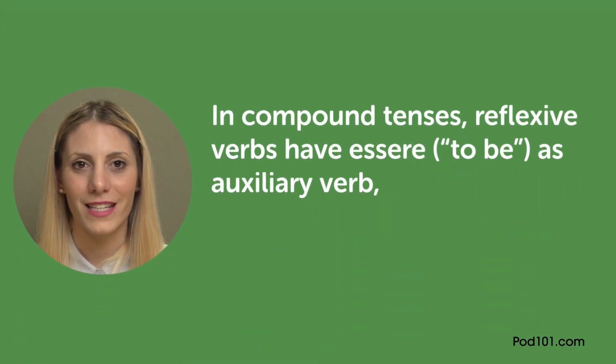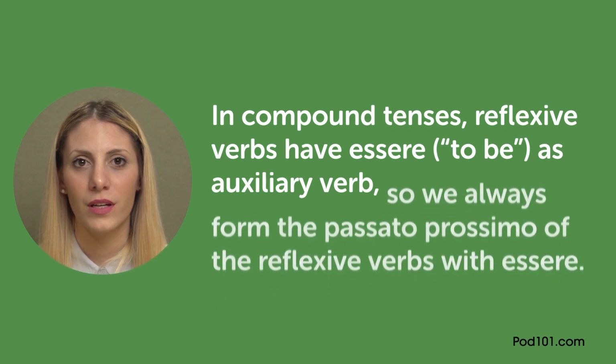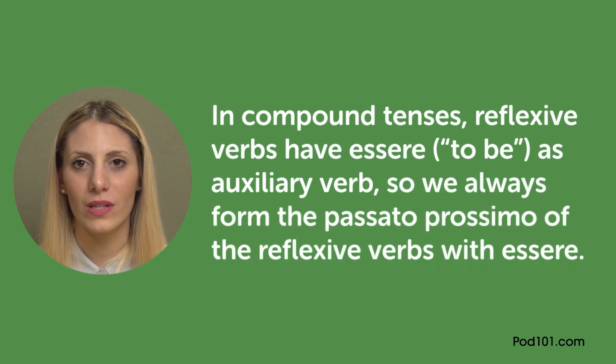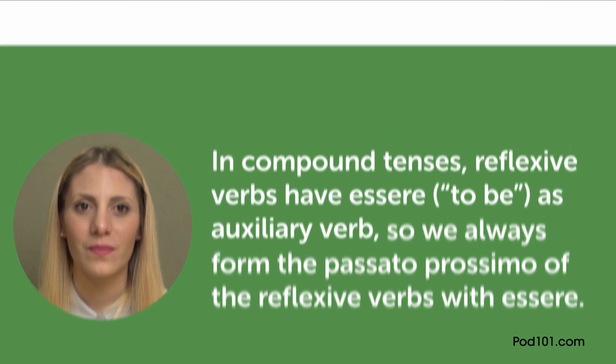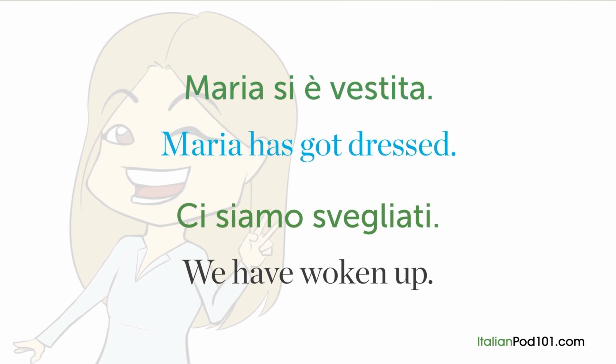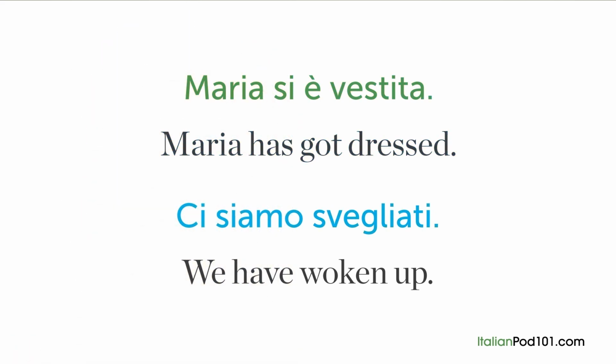In compound tenses, reflexive verbs have essere, to be, as auxiliary verb, so we always form the passato prossimo of the reflexive verbs with essere. Let's see some examples. Maria si è vestita. Maria has got dressed. Ci siamo svegliati. We have woken up.